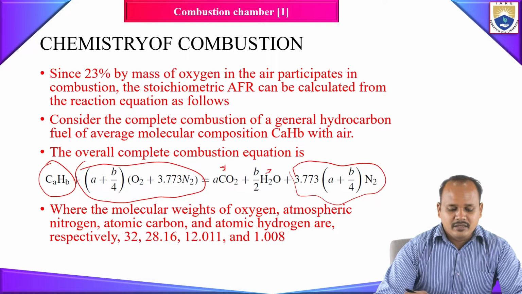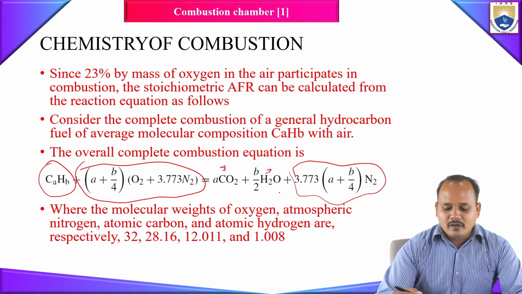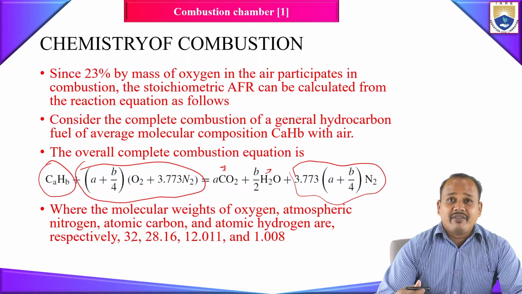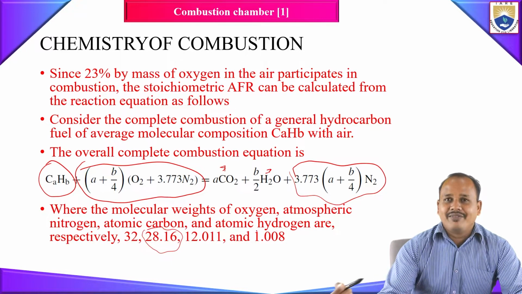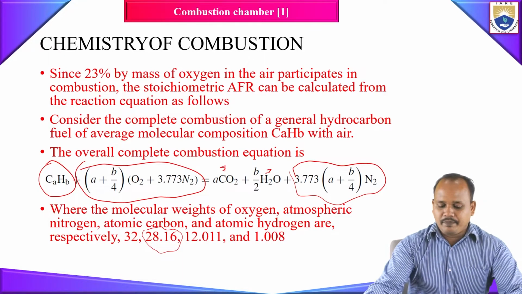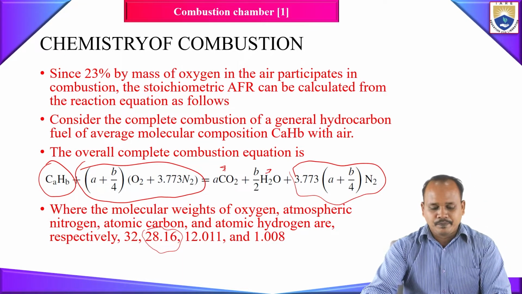Here, as you can see, the molecular weights of oxygen, nitrogen, carbon and hydrogen: oxygen has the maximum value, which is 32. After that, nitrogen has a molecular weight of 28, carbon has 12.011, and the least among these is hydrogen, which is 1.008 per mole.